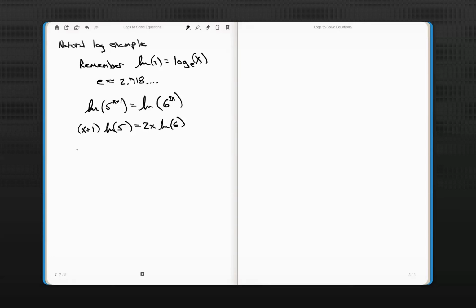Okay. So now I've got x's all over the place. Let's distribute this. So this is x times the natural log of 5 plus 1 times the natural log of 5, which is just natural log of 5, equals 2x natural log of 6. What did I do here? This is just distribute.